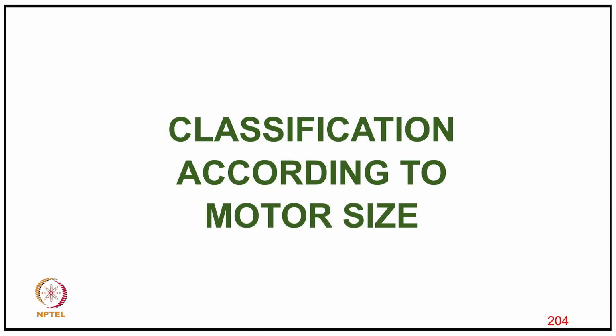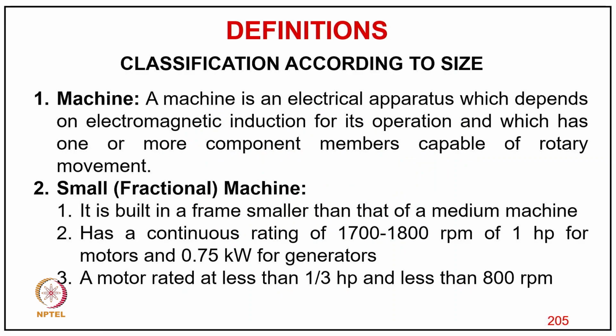So classification according to motor sizes: we classify these different electrical machines according to size. A machine is an electrical apparatus which depends on electromagnetic induction for its operation and which has one or more component members capable of rotating movement. And we have small machines, we call them fractional horsepower, fractional kilowatt motors, built in frame size.